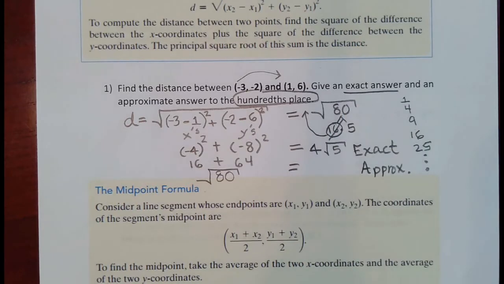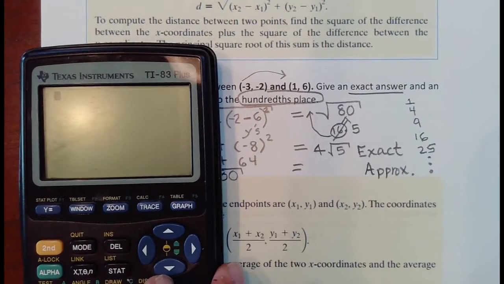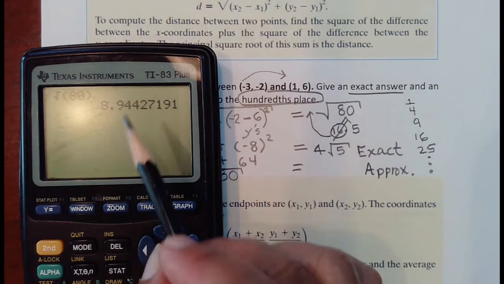So there's square root, close it, 80. You're going to go to the hundredths place. That means go out 2 numbers past the decimal. That's a tenth, that's a hundredths place. So that rounds to 8.94.